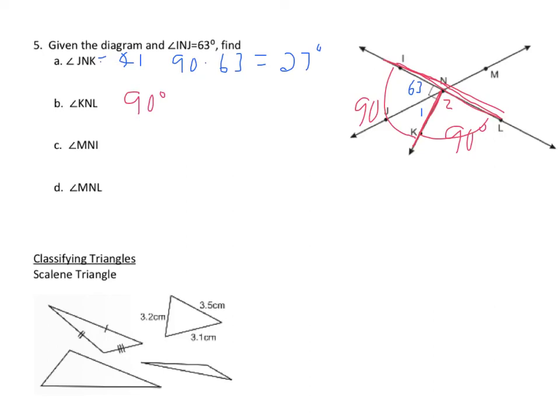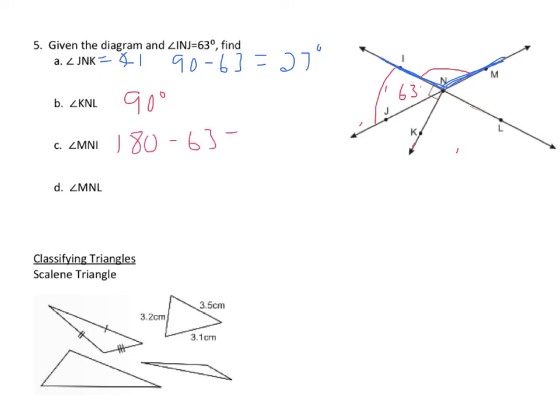MNI is right here. So let's use the information that INJ is 63 degrees. These two angles together create a straight line, so they're a linear pair. So that is found by taking 180 minus 63, and we get 117 degrees.